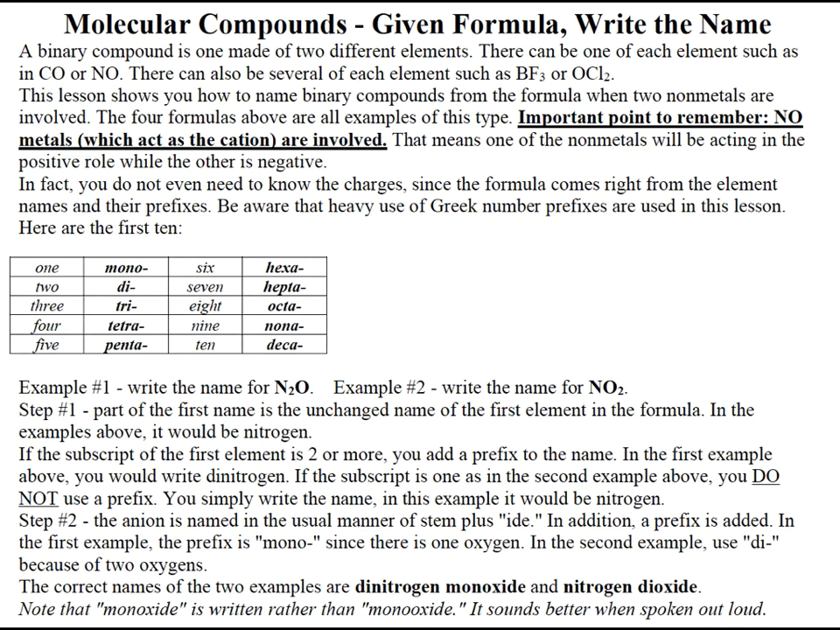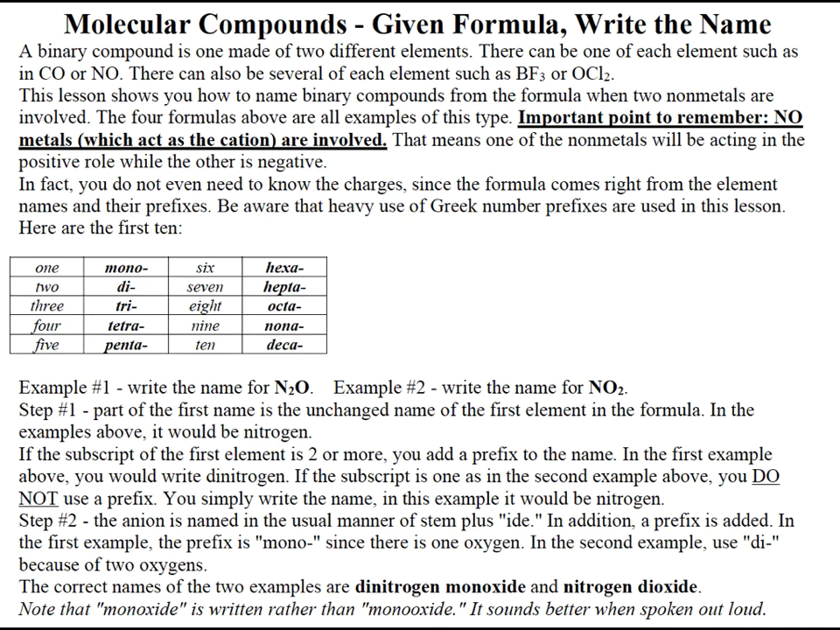So mono means 1, di 2, tri 3, tetra 4, penta 5, hexa 6, hepta 7, octa 8, nona 9, and deca is 10. So we're going to start with the N2O formula. What you're going to do is the first part of the name is just the name of the element. But because N2 has a subscript of 2, I have to indicate that subscript of 2 as a prefix. So it's going to be dinitrogen, and then the second one will always get a prefix.